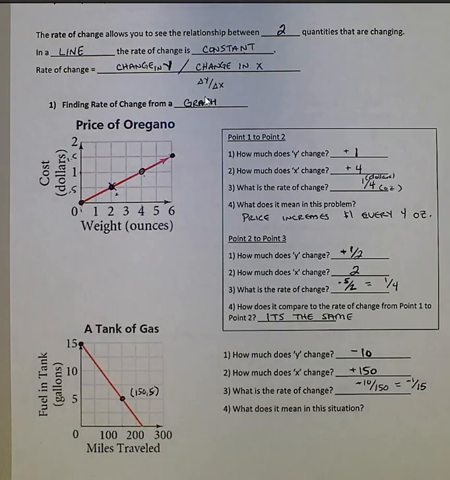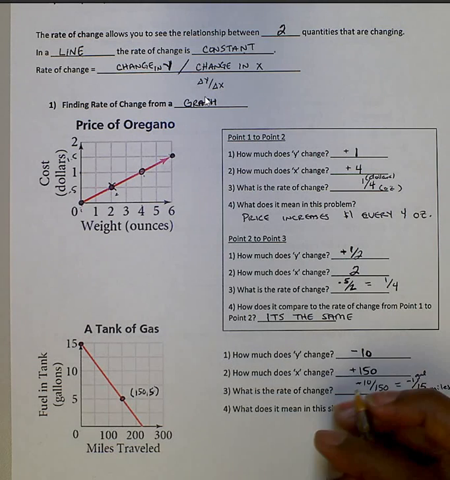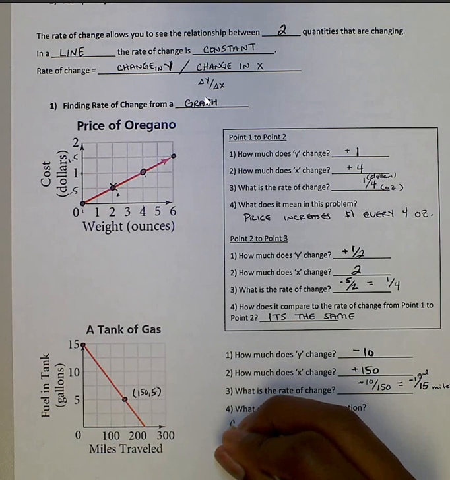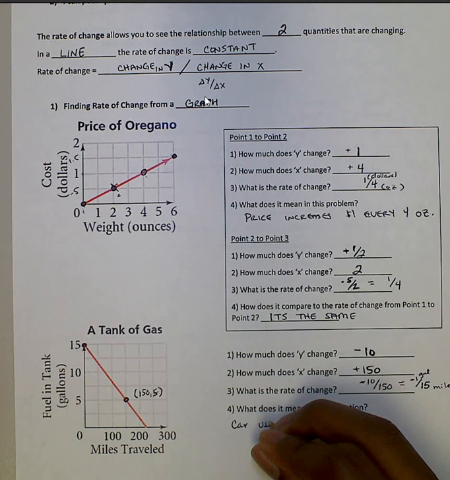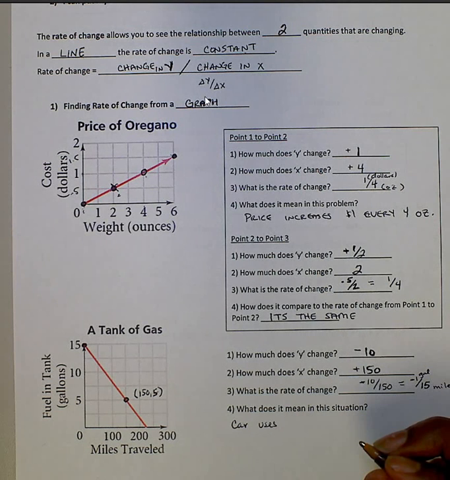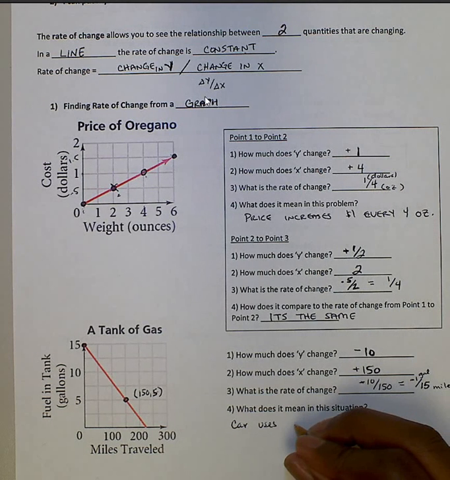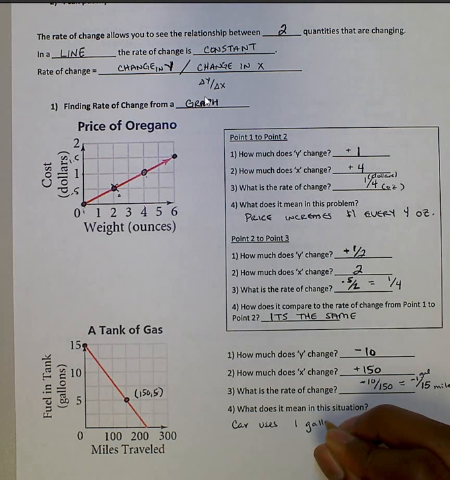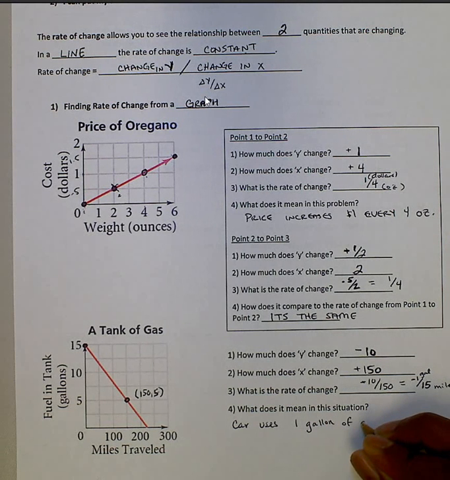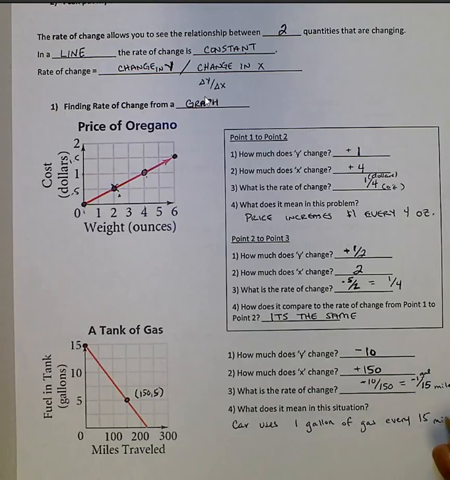Okay. In this situation, what does that mean? Again, we're focusing on the units here. So 1 gallon, 15 miles. So it looks like your car uses 1 gallon of gas every 15 miles. Okay, or miles per gallon is what a lot of times it's measured as.